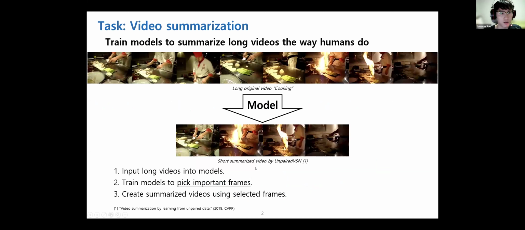So let's begin. The task of this paper is video summarization. This task aims to train models to summarize long videos the way humans do. We input long videos into models and then train models to pick important frames from the videos. After selecting all key frames, we can create summarized videos using those selected frames. Models need to understand video content to find key frames exactly.